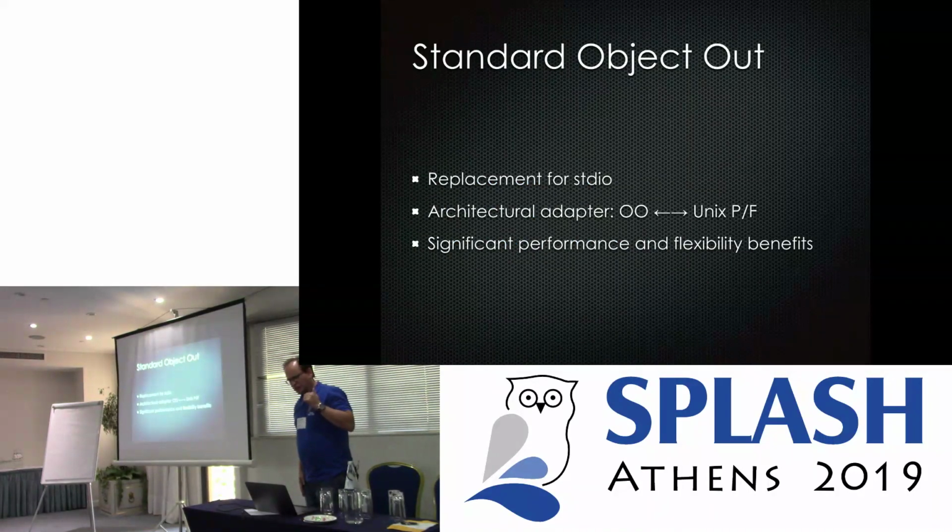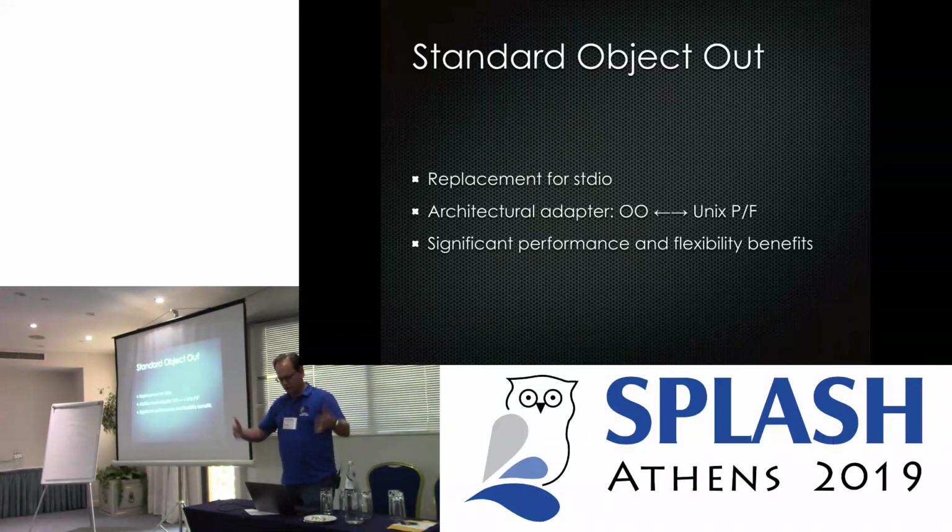And so what is this? What are polymorphic write streams, standard object out? Well, a replacement for the Unix standard I/O library, essentially. And what is that? Well, it's an architectural adapter between object orientation, the object-oriented architectural style, and the Unix pipes and filter style. And what we get out of that is significant performance and flexibility benefits. So that's kind of the pitch.